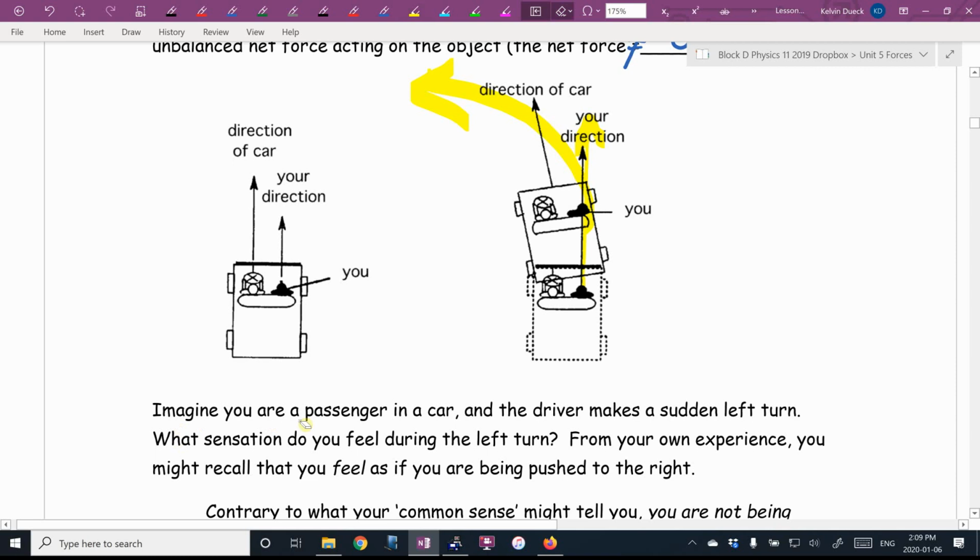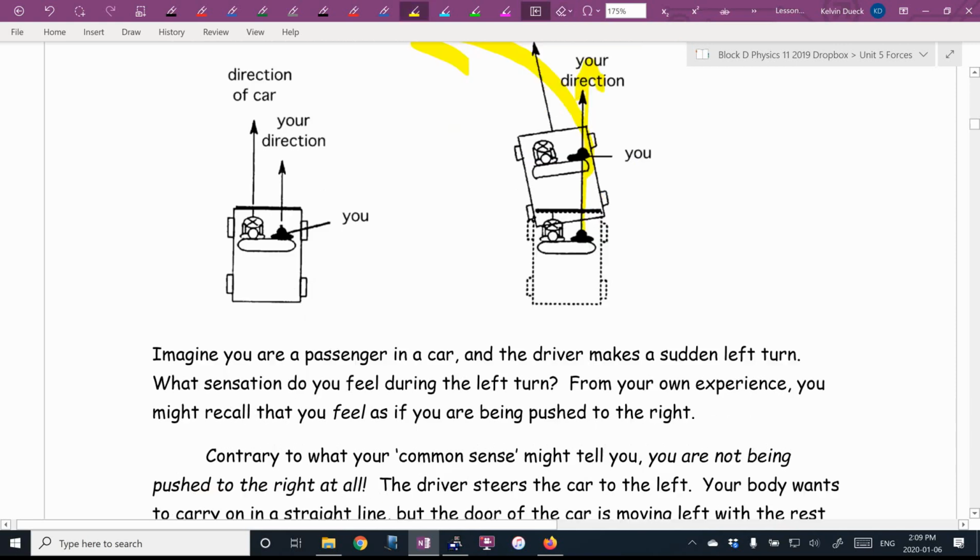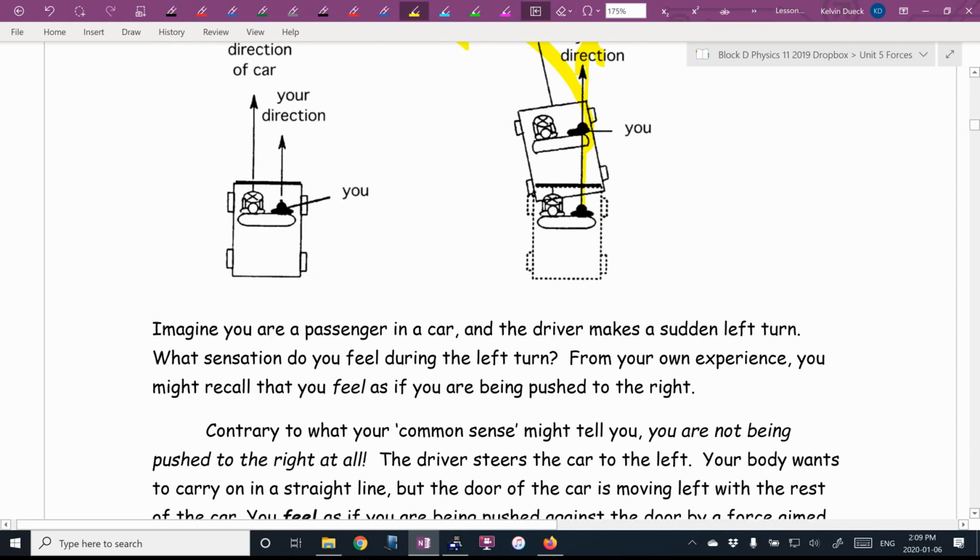So I wrote here, imagine you're a passenger in a car and the driver makes a sudden left turn. What sensation do you feel during the left turn? From your own experience, you might recall that you feel as though you're being pushed to the right. You are not. You're going in a straight line. The car is pushing you to the left. You're just not used to having an inanimate object push against you.